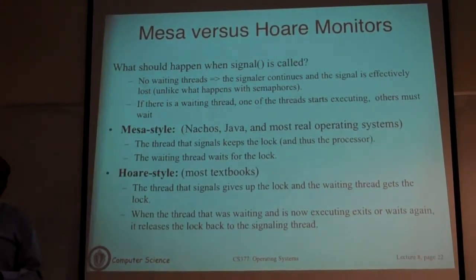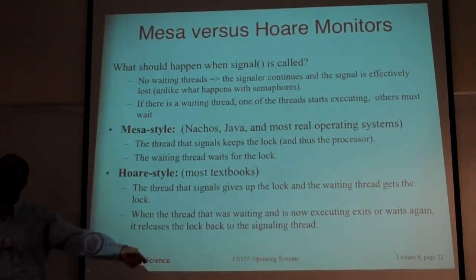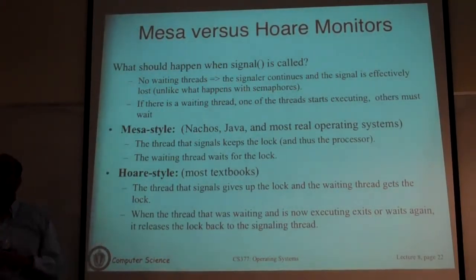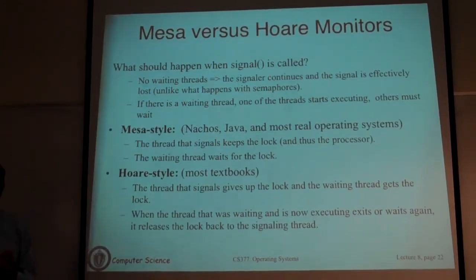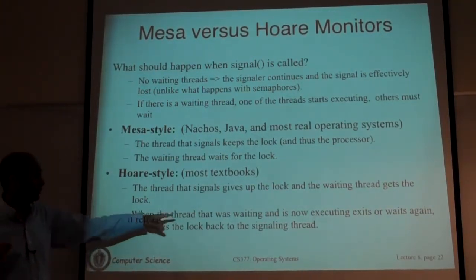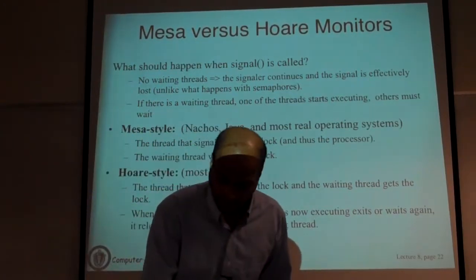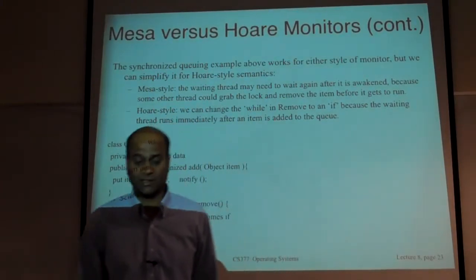If you have a Hoare-style monitor, this is what has been classically used in textbooks, but not actually implemented in a real system. What happens is when you call signal, then you actually hand over the lock. You wake up a thread and you hand over your lock to that thread atomically. So signal not only wakes up another thread, but it actually gives the lock to a waiting thread. So when that thread wakes up, it already has woken up and has reacquired the lock. So when the thread that was waiting exits, it basically releases the lock back to the signaler. Let me explain the difference between the two with a simple example.